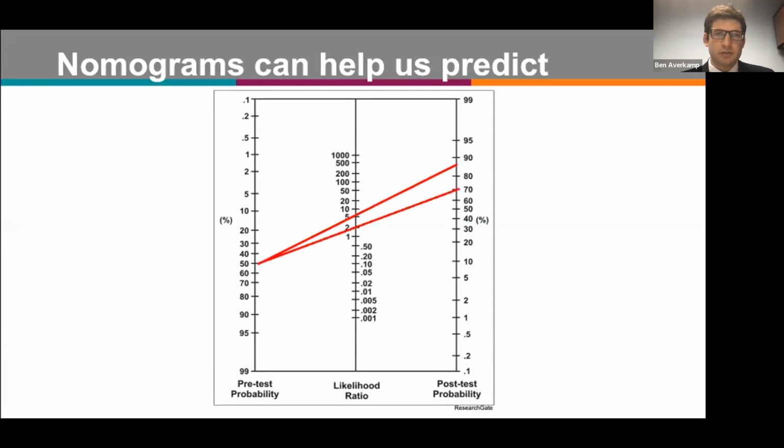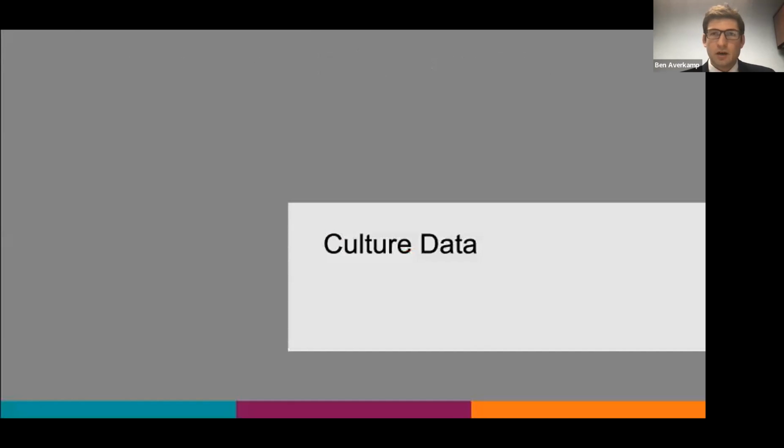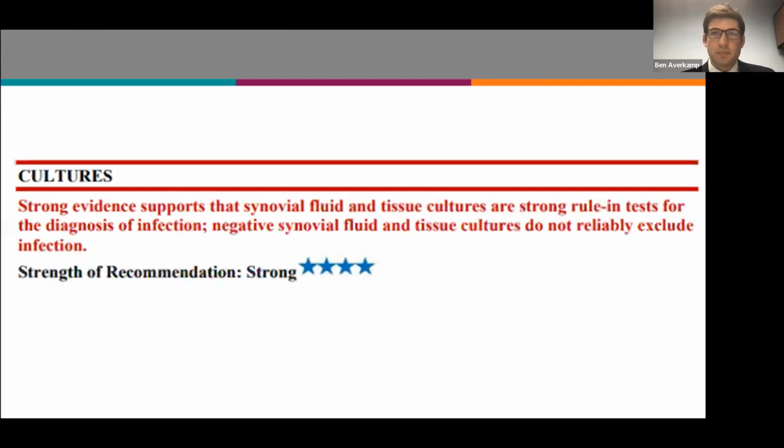Now, if the likelihood ratio is changed to 2, this increases the post-test probability to only 70%. What happens if we have a likelihood ratio less than 1? Well, this will decrease our post-test probability ultimately to under 20%. All that being said, let's look at the actual data.